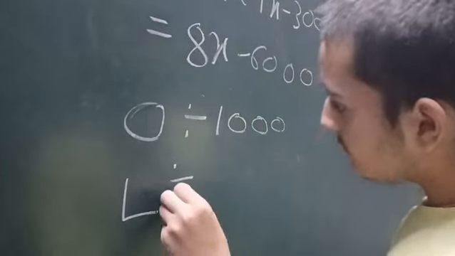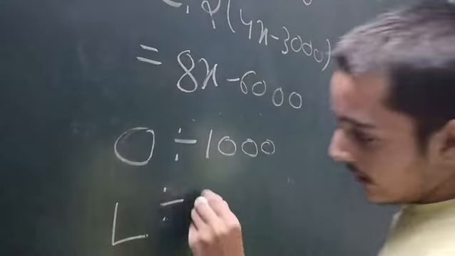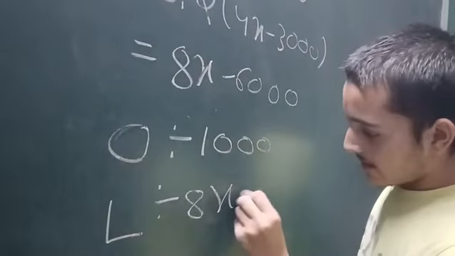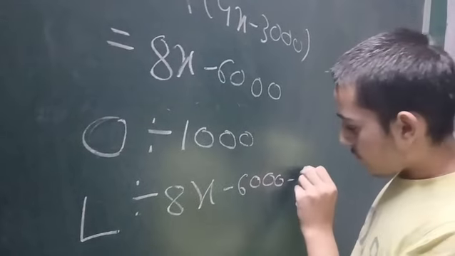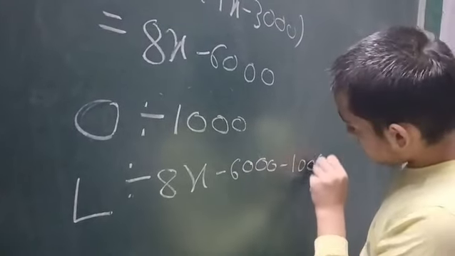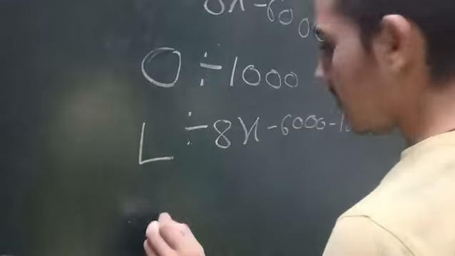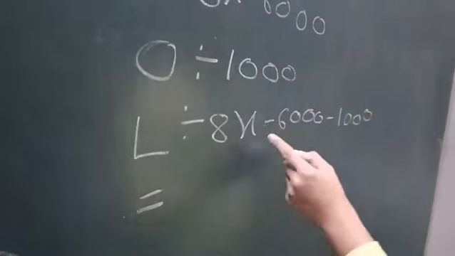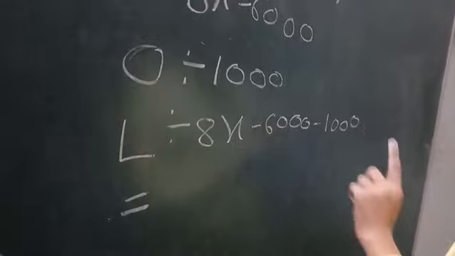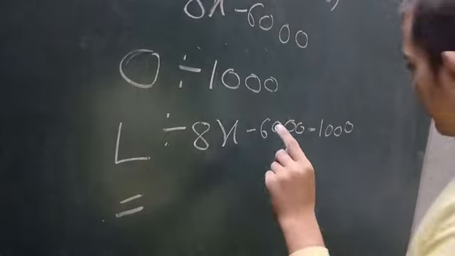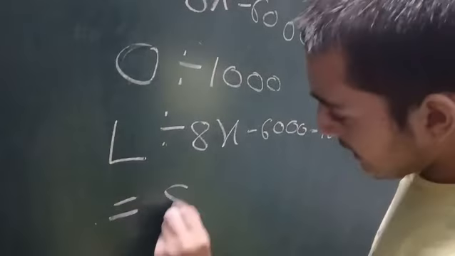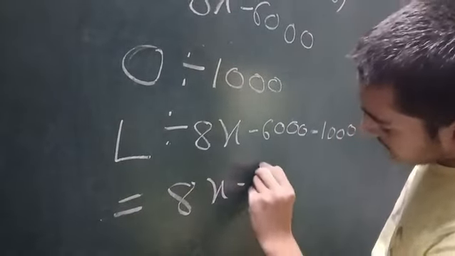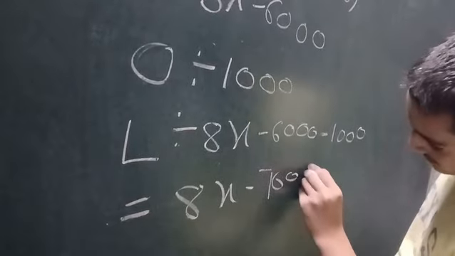So 8x minus 6000 minus 1000 is the value of L. So which is equal to, as here both the signs are again same, both will be added, so it will be 8x minus 7000.